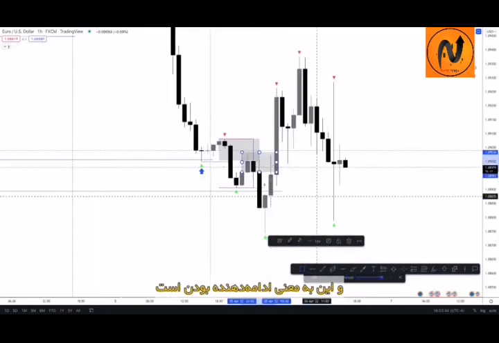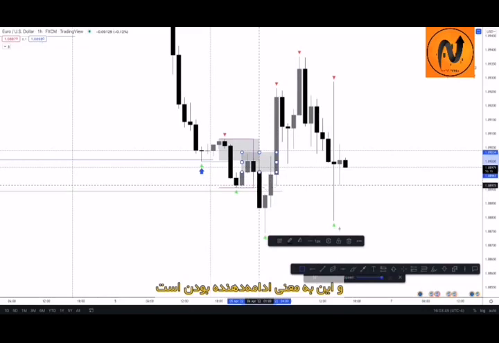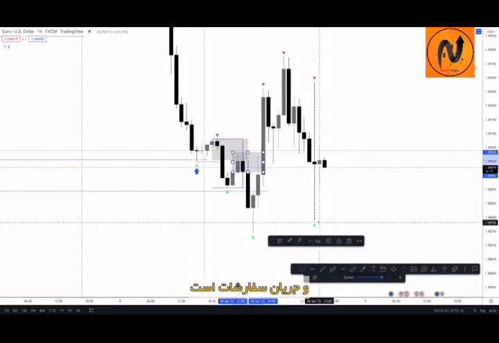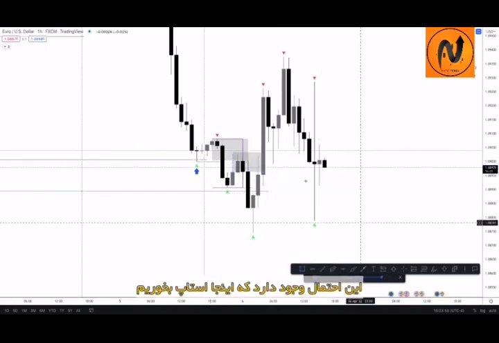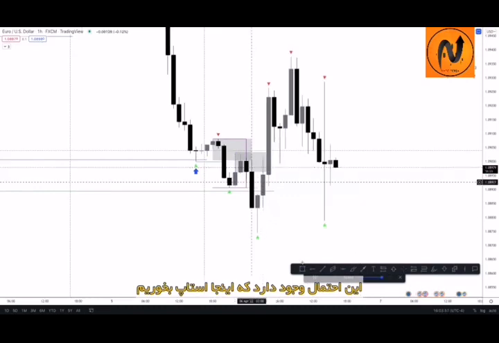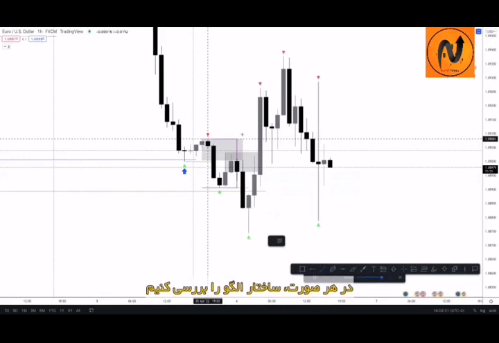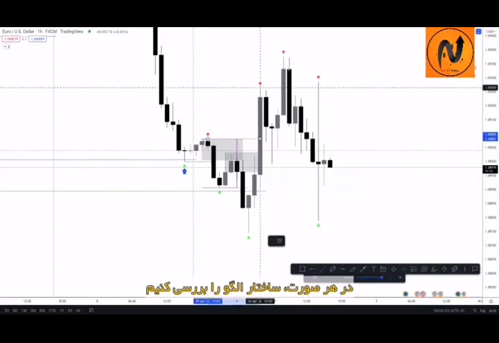pattern, right? Because this also means continuations in a way. And this is an OB with imbalance, it follows the rules, right? And all that is pretty much order flow. So there may be a chance that we took SL here. Nonetheless, let's continue putting in our algo structure here, right?